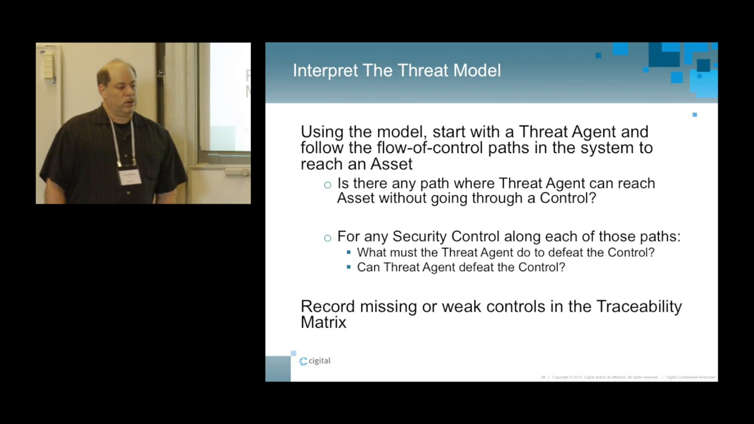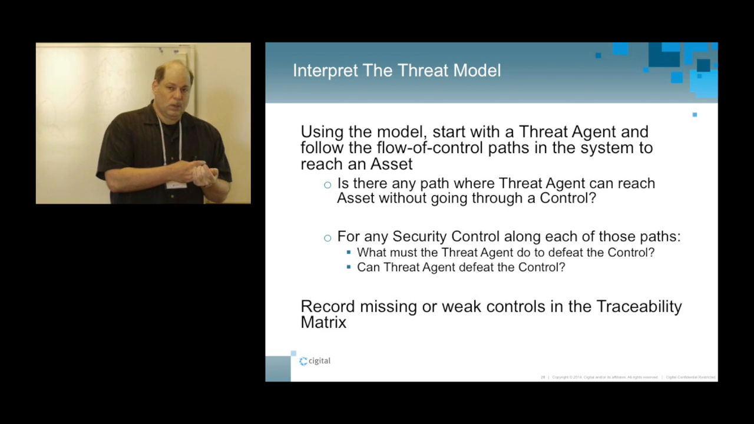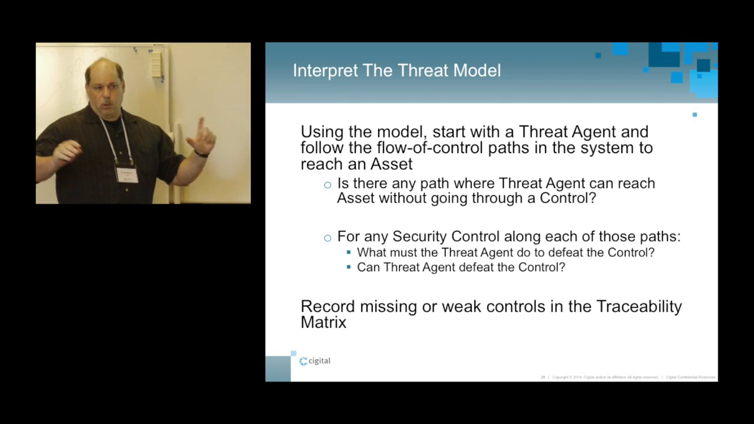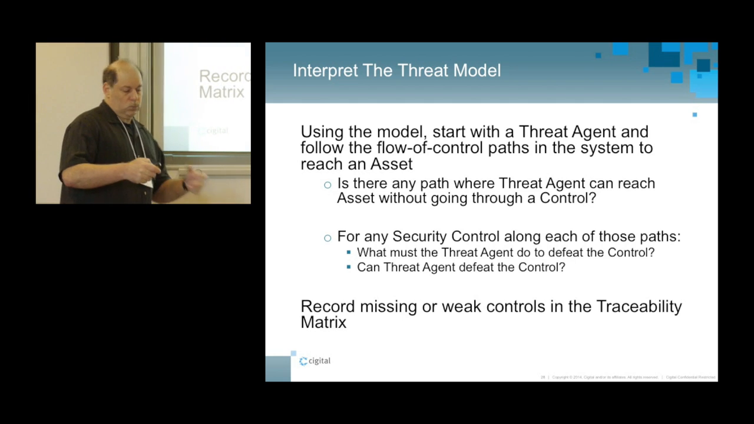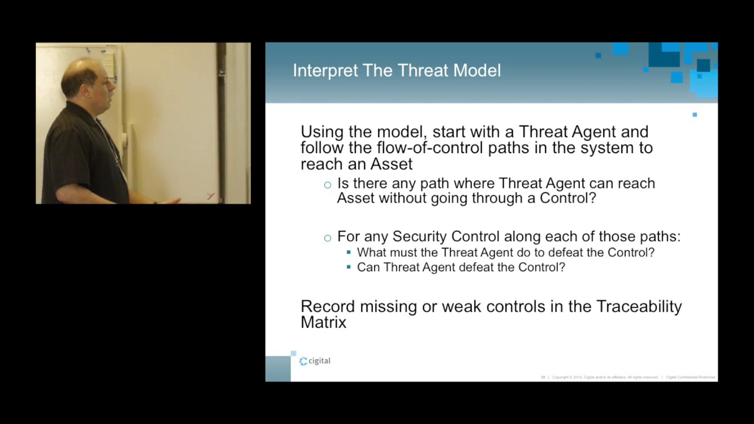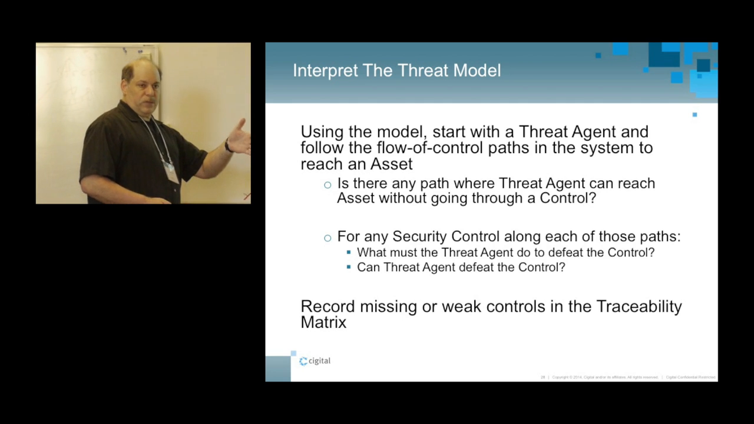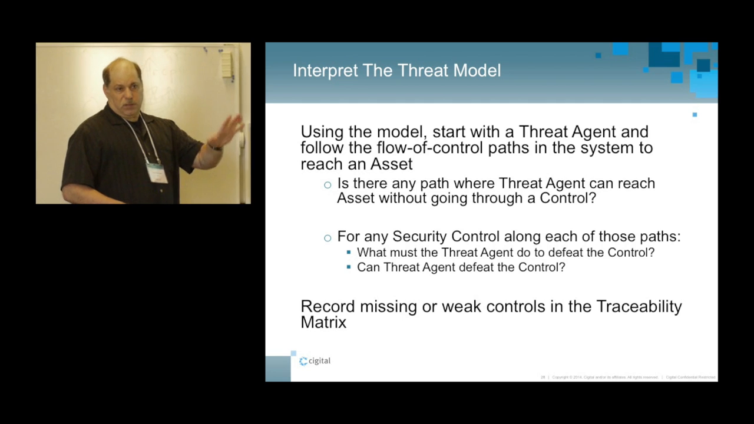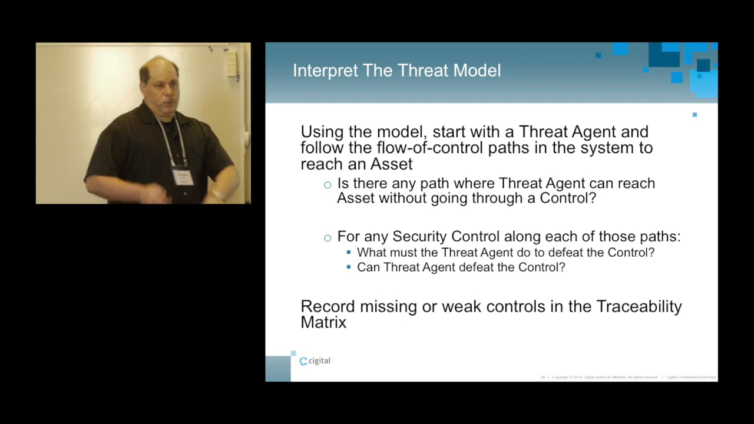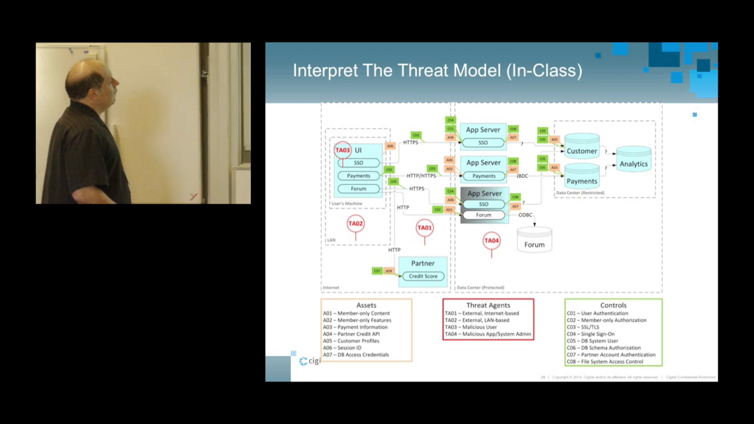And then we record this data however makes sense for you. One of the things that we do is we record it in what we call a traceability matrix. It's literally a spreadsheet, and we'll see that in a sec. But we want to record this information. What threat is trying to get to what asset, how, interacting with what part of the system, the attack surface, and this is what will happen, and this is the control that's preventing it. So we'll see all that.